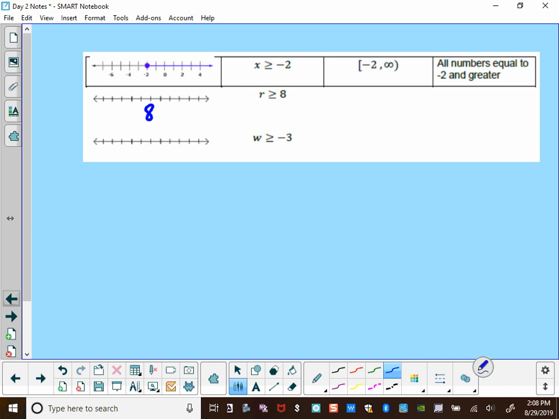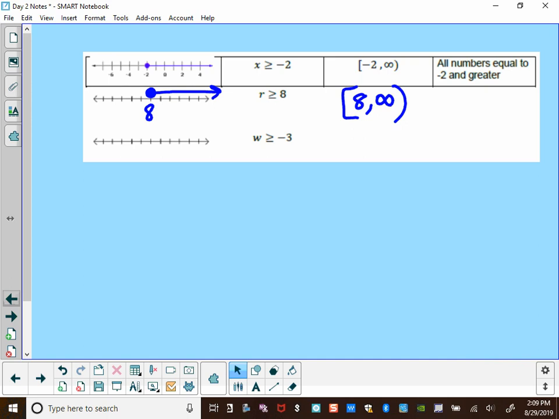We have 8. Will it be a closed or open circle? Closed, so we're going to the right. All right, my interval is, I have 8 and I'm going towards infinity. For 8, do I have a parentheses or a bracket? A bracket, good. What about for infinity? Parentheses, good, you guys got it. All right, take a few minutes and finish the rest of this page.